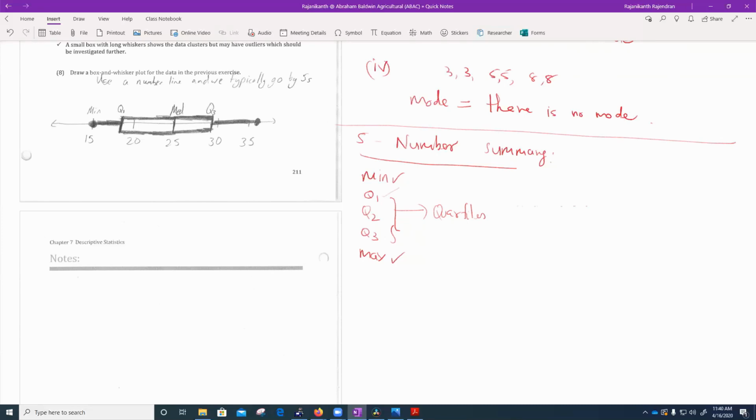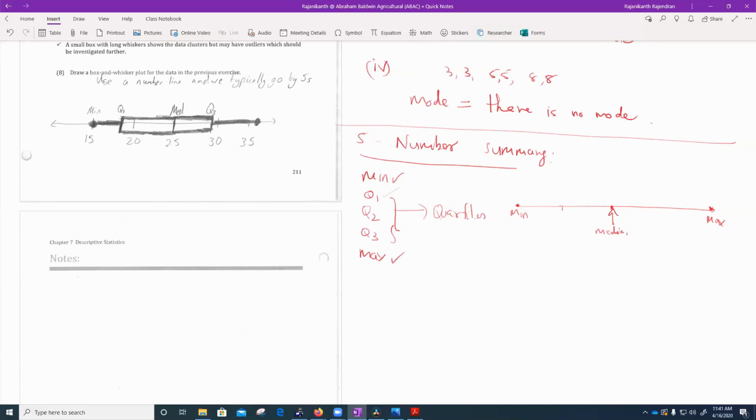Suppose you are given some data values, and I arrange them in order first. Say this is my smallest data value and this is my highest data value. The middle one, the center one, is going to be what? Just now we saw, right? The median. The median divides the entire data set into two equal pieces.